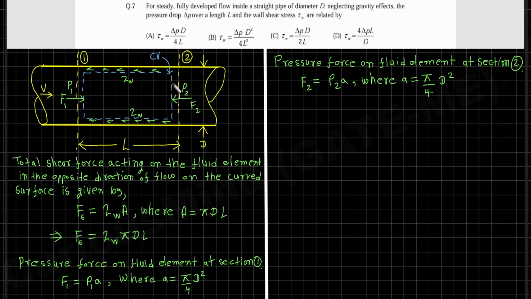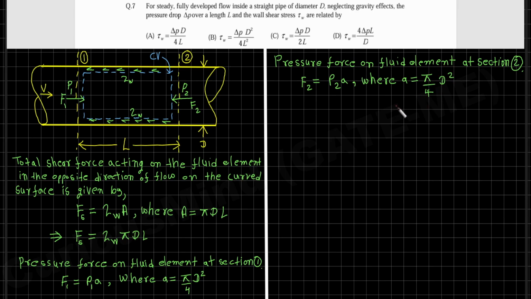Alright, and the sum of those small pressure forces on this whole circular surface would result in this total pressure force, which is F2, and becomes equal to the pressure P2 times the total surface area at section 2, which is equal to the surface area of a circular surface of diameter d.